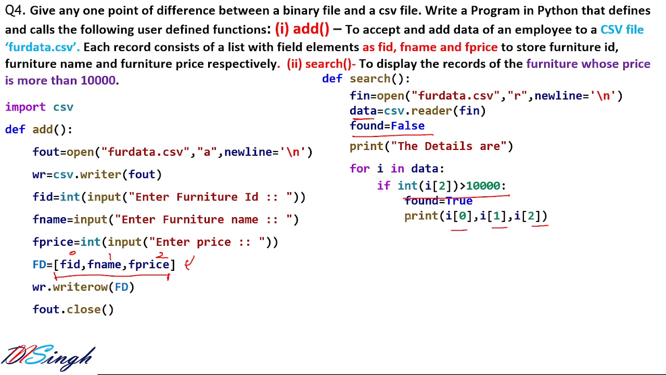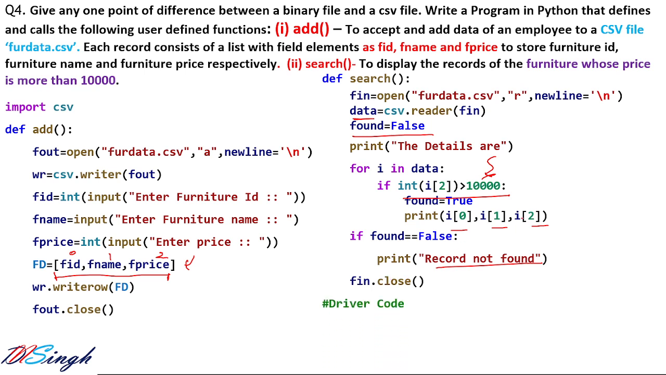How many records will be displayed? All the records having a value more than 10,000. We come out of the loop when all the records are exhausted. At the end of this loop, we check if our found variable is false, which means we have no record where the price is greater than 10,000. So we will say no record found. Otherwise, we have some and they are already displayed, so there is no need to go for the else part.